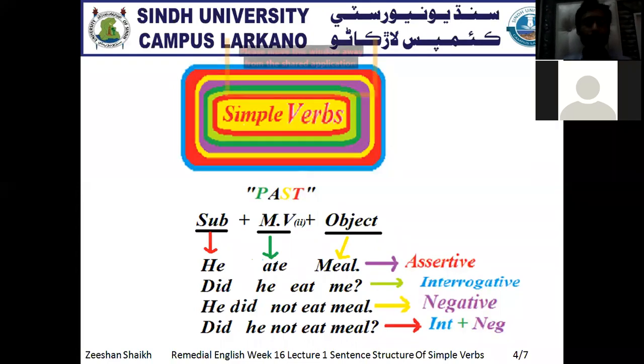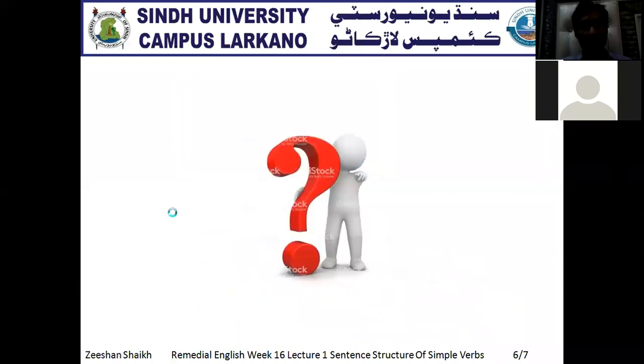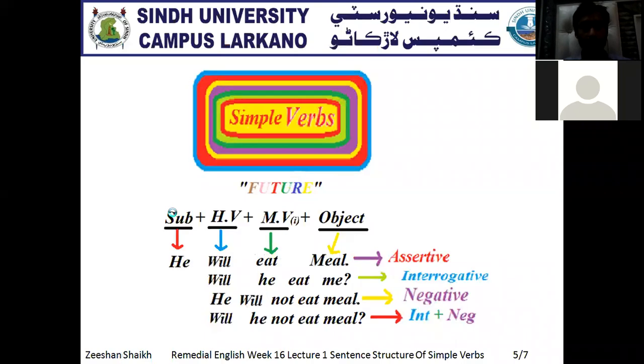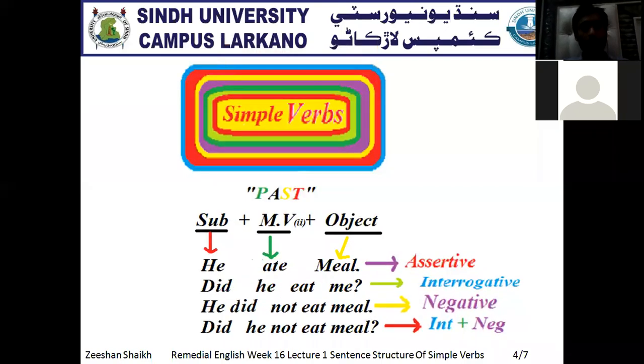Now, same structure as we did, especially in our present simple tense. Now we have got the same case in past simple tense. The subject comes first within the sentence, then we have to give the second form of the main verb. Now I have written here V2. V2 means the second form of the main verb. Then at the end we have to give the object.